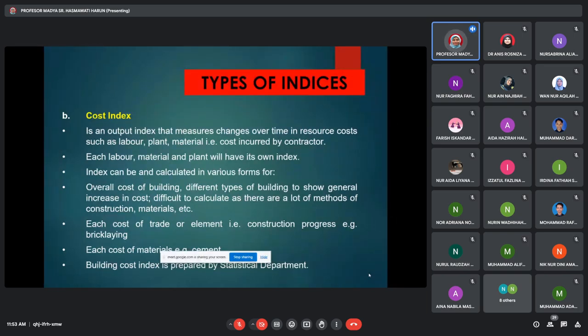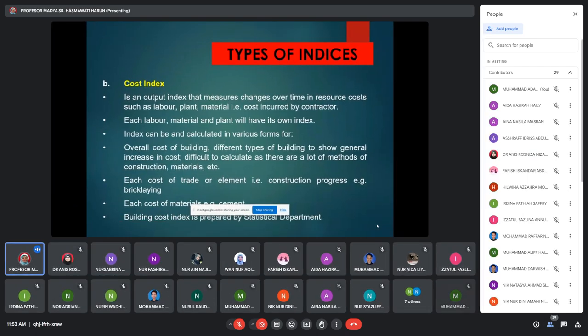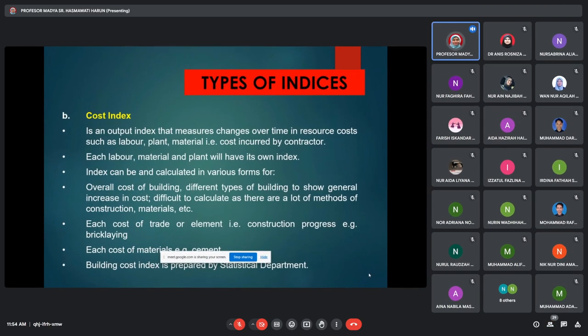And each of them has its own index. Because of what? Earlier our friend said material fluctuates every year. So we have price changes, measuring changes of material prices over time, changes of plant prices over time. For labor, we have many categories: tradesman, skilled labor, gang labor, unskilled labor, direct labor. Many types of labor. So we must understand that in my student days, unskilled labor was paid just RM30 a day. Now unskilled labor is RM70 to RM90. Skilled labor used to be RM70. Now skilled labor is RM150, RM170 depending on trades. Okay?